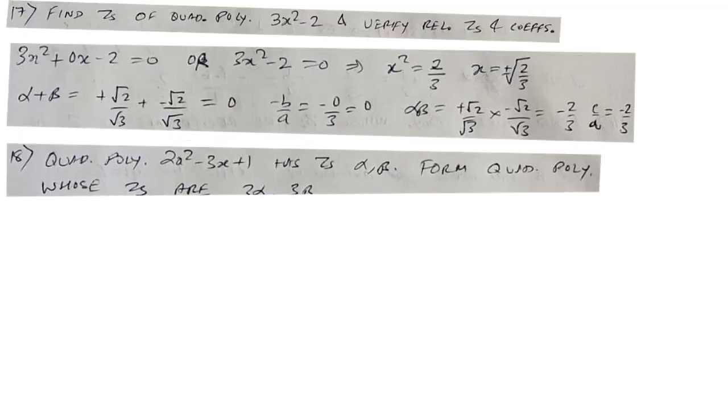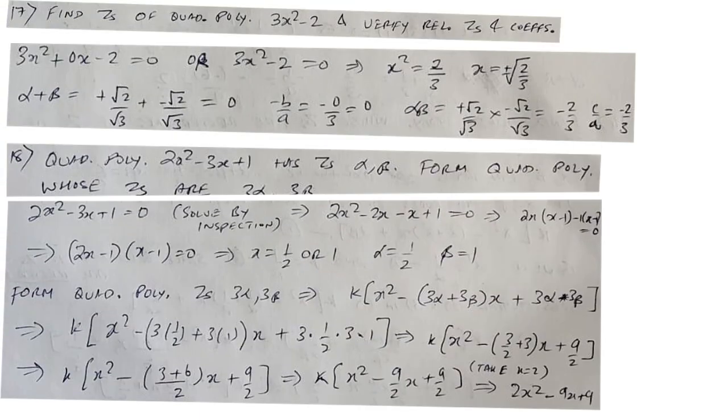Verified. Quadratic polynomial 2x squared minus 3x plus 1 has zeros alpha beta. Form a quadratic polynomial whose zeros are 3 alpha and 3 beta. See, there is a quadratic polynomial given to you, 2x squared minus 3x plus 1, and it will have some roots. They are asking you to form a quadratic polynomial whose zeros are 3 times alpha and 3 times beta.